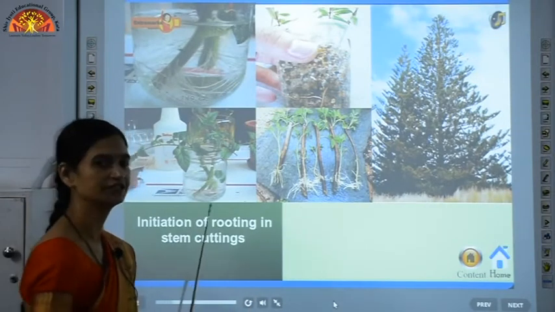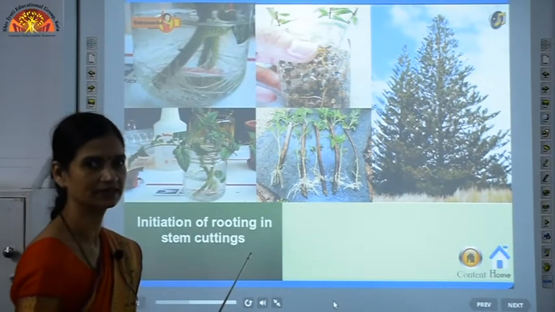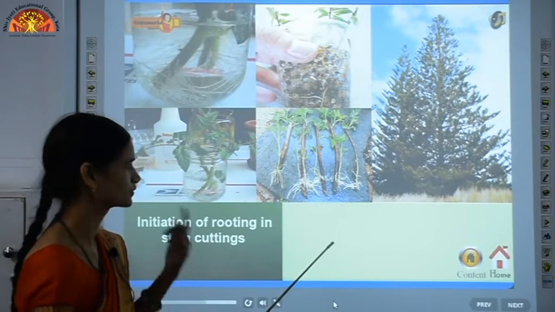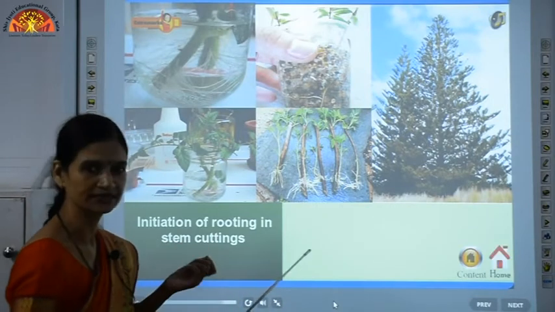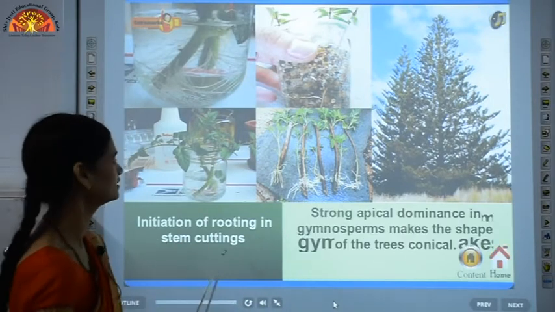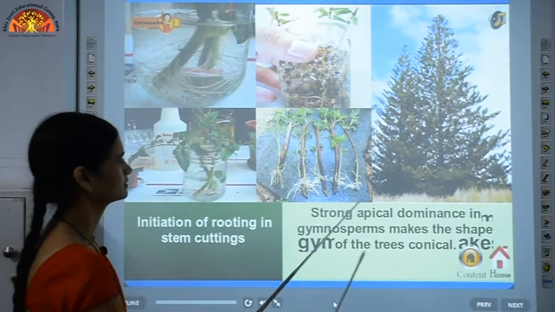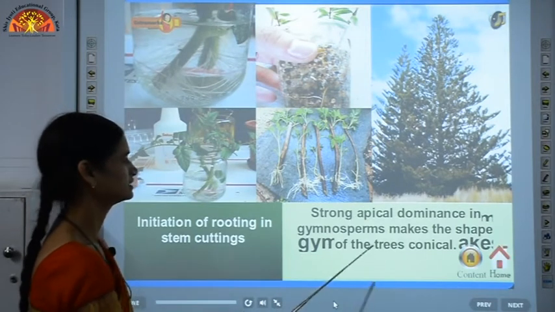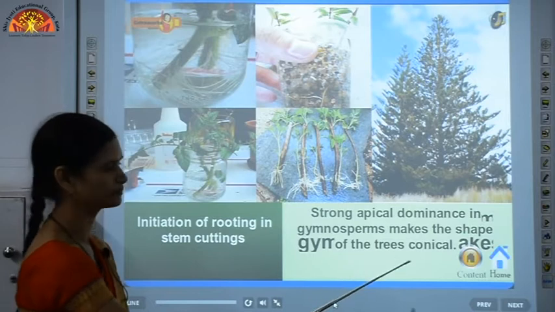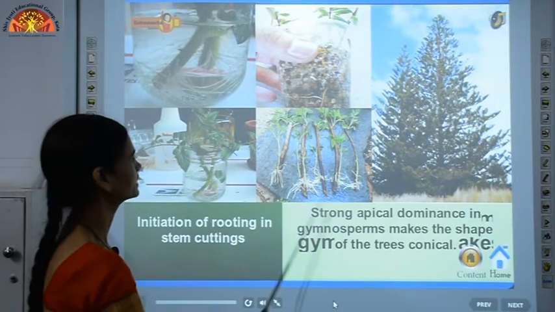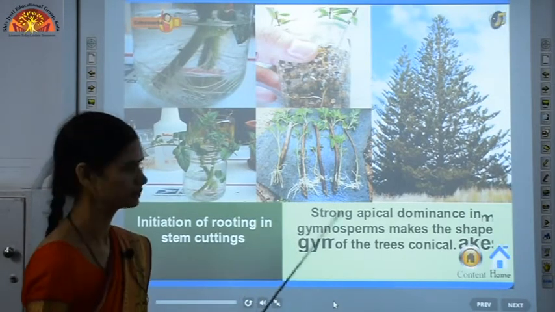You can see initiation of rooting in stem cuttings. That means जब हम stem cuttings को grow करवाते हैं तो उसमें rooting can be initiated by the help of auxins. This is strong apical dominance in gymnosperms and this makes the shape of gymnosperms like conical. इससे conical shape में भी help मिलती है.